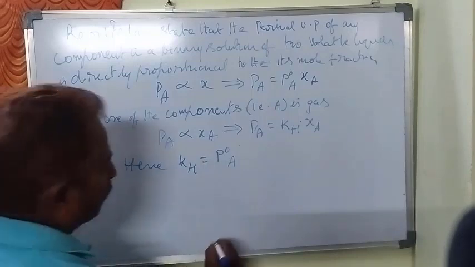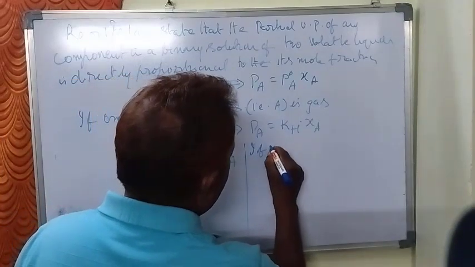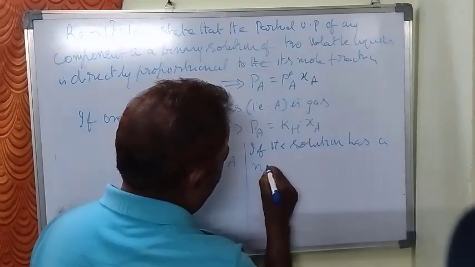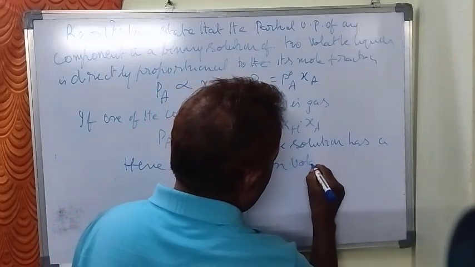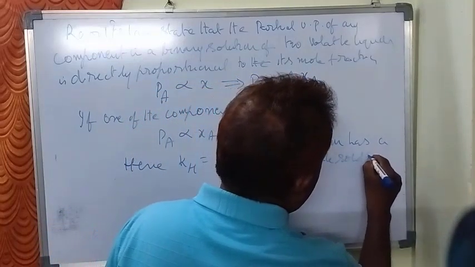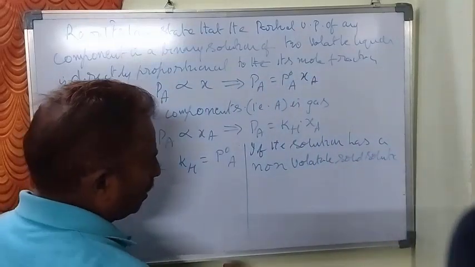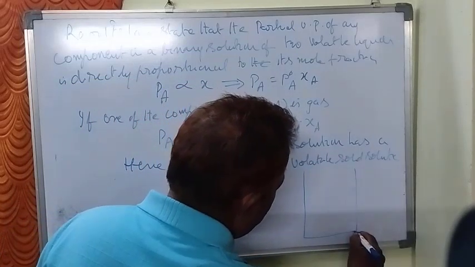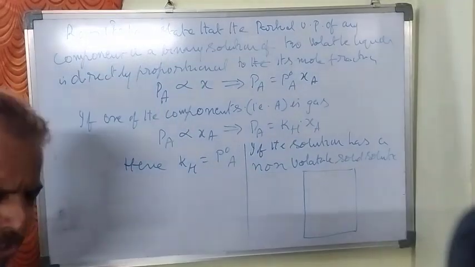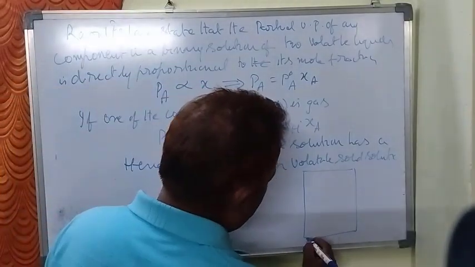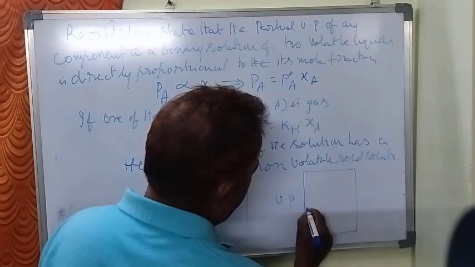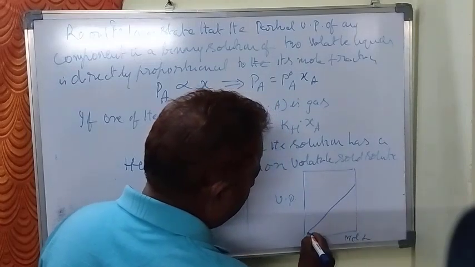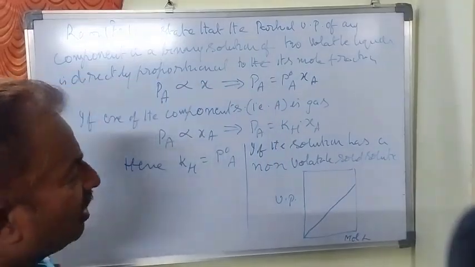Now, if the solution has a non-volatile solid solute, then what happens if we draw the graph for a solution having a non-volatile solute? If we draw the graph between vapor pressure and mole fraction, the graph will come as a straight line.